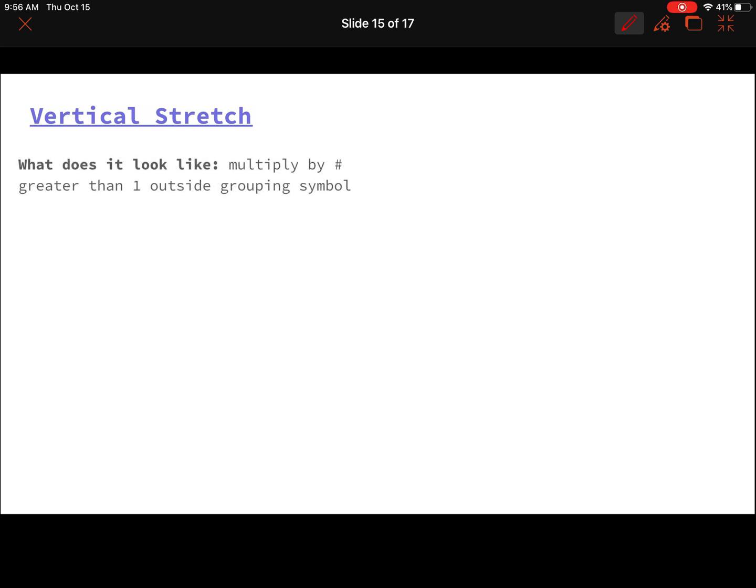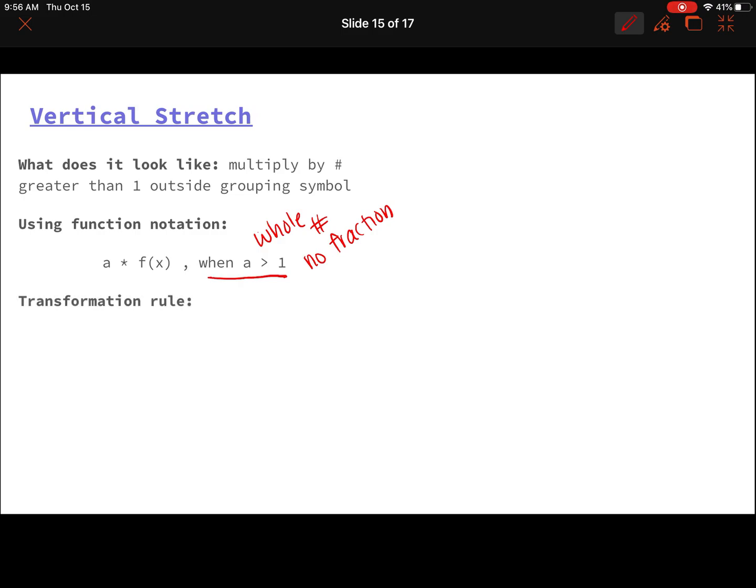All right, vertical stretch. Now this is a little different. So now these are going to make our graphs get tall, tall, tall, okay? We're stretching them out. Like if you were to stretch out an elastic band, it grows, grows, grows. Okay, so what does it look like? So it's when I'm multiplying by a number greater than 1 outside of the grouping symbol. So what that means is any whole number, right? So anything bigger than 1. So really no fractions. So like whole number, no fractions. Okay, so that's important. That's all that this means. Okay, is we're just looking for whole numbers.